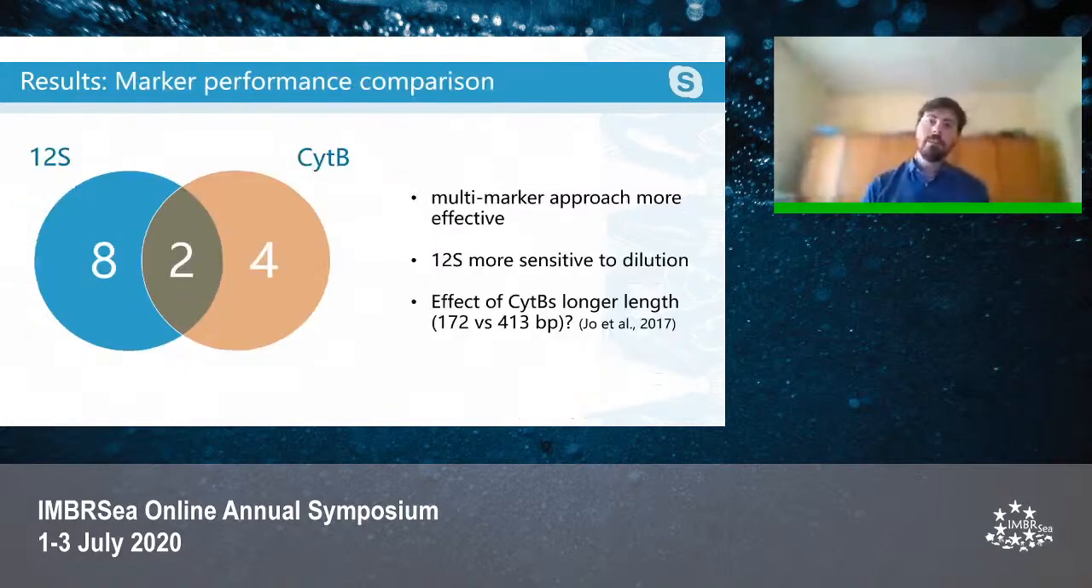If we then compare the performance of both markers, we can see that 12S is able to resolve more species than side B. But since there is such a low overlap, a multi-marker approach is actually better than just using one of them. And again, we have to mention that 12S did seem to be more affected by dilution, but it is not certain that this is because of the marker itself or because of other reasons. One reason that side B might have been able to resolve fewer species is its longer marker length, as longer strands of DNA do tend to degrade faster in water and therefore become harder to detect.